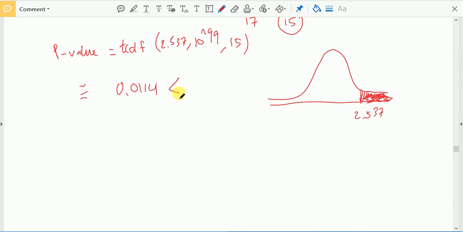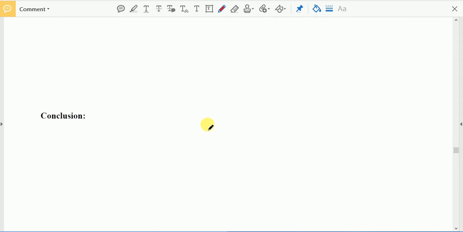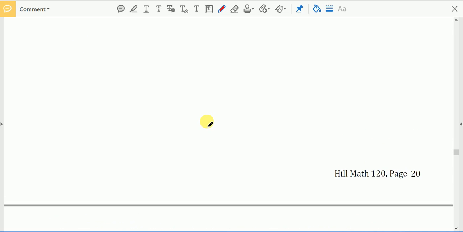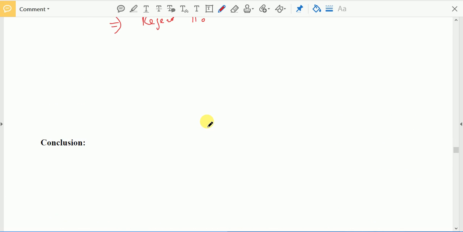And this one is less than alpha, which is 0.05. So if the p-value is less than alpha, then you reject the null hypothesis. So basically, the conclusion is that you reject the null hypothesis.